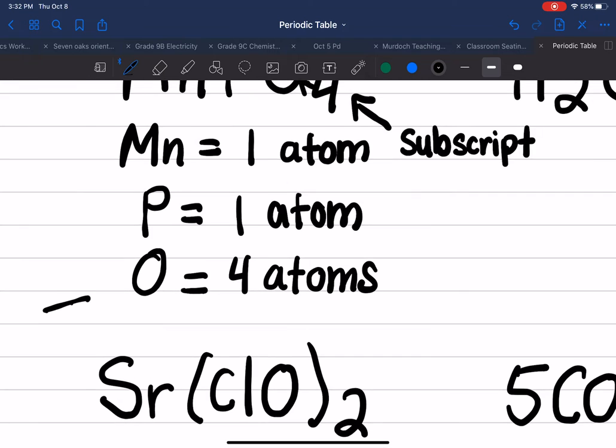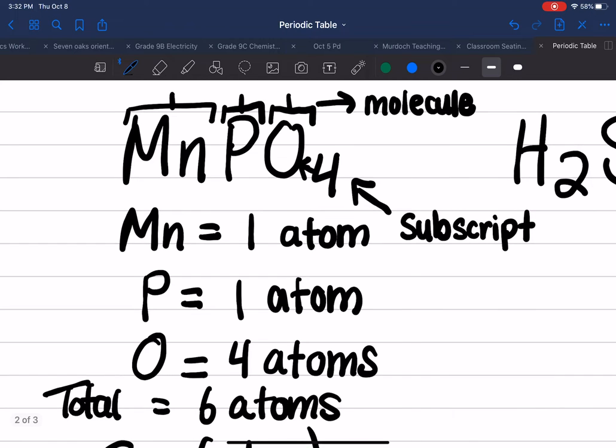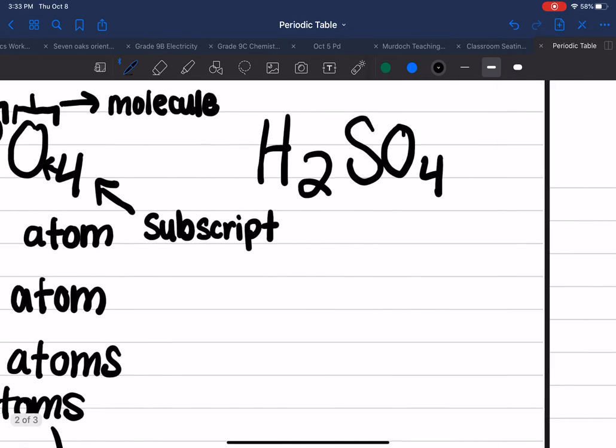And then your total number of atoms would be 1 plus 1 plus 4, which is 6 atoms in this molecule right here, MnPO4. So a total of 6 atoms is what this molecule has. Let's look at this example here.